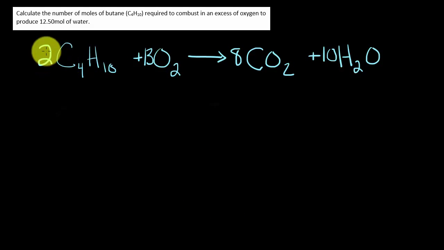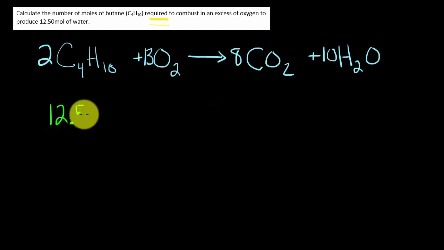Okay, so in this next question, it says to calculate the number of moles of butane required to combust in an excess of oxygen to produce 12.5 moles of water. So this is going to be solved much the same way. Here, again, don't get too caught up on the excess of oxygen. It just means we have enough oxygen, and we want to know how much butane it is going to take to produce 12.5 moles of water. So nothing different on how we solve it.